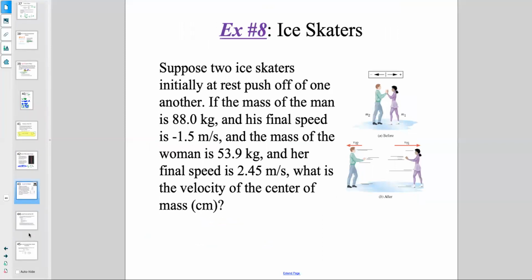Let's take a look at this. Suppose two ice skaters are initially at rest, so the initial velocity of the system is 0.